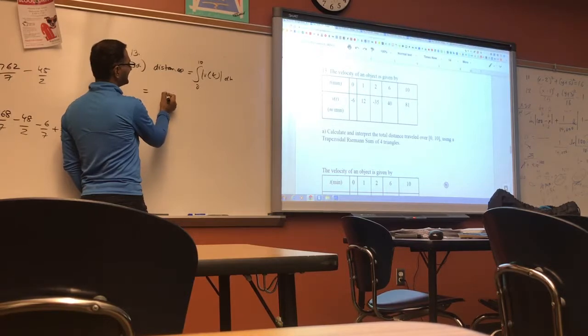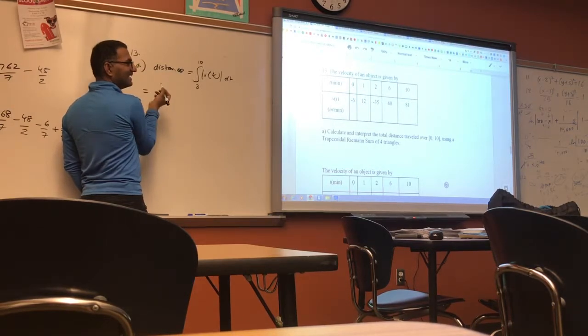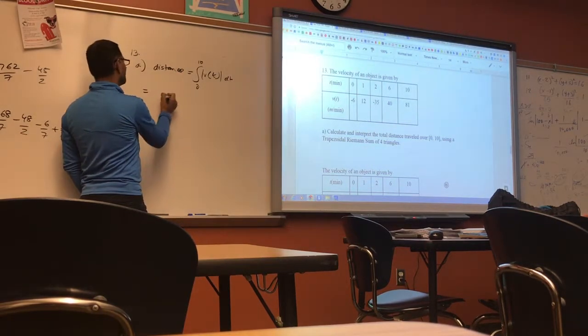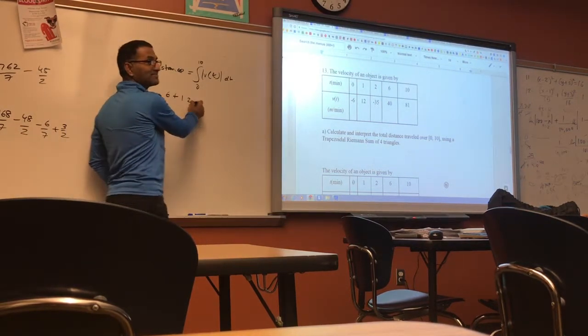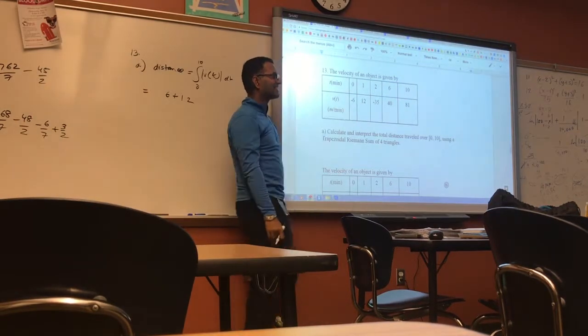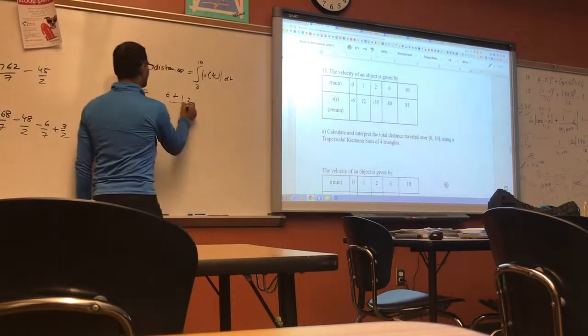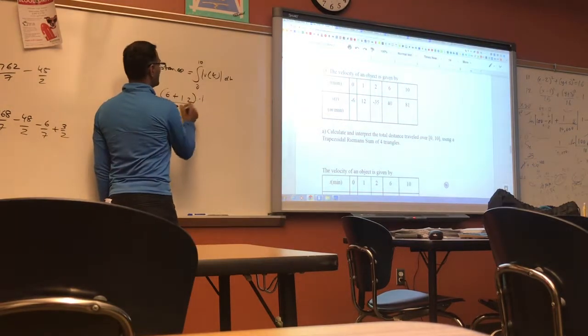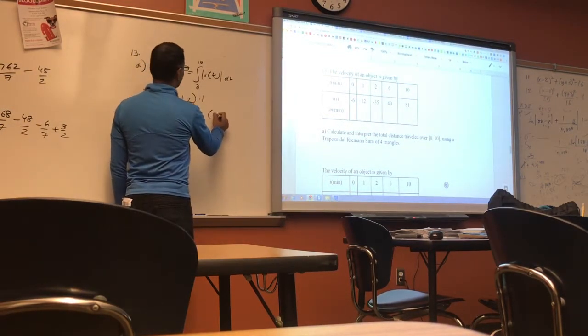Seriously? Trapezoidal sum? -6 plus 12. Wrong. It's 6 plus 12, because all velocity is still positive. Okay. 6 plus 12 divided by 2 times 1 plus 12 plus 35.